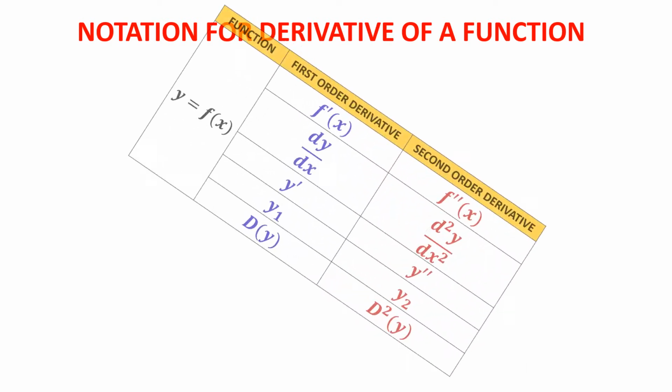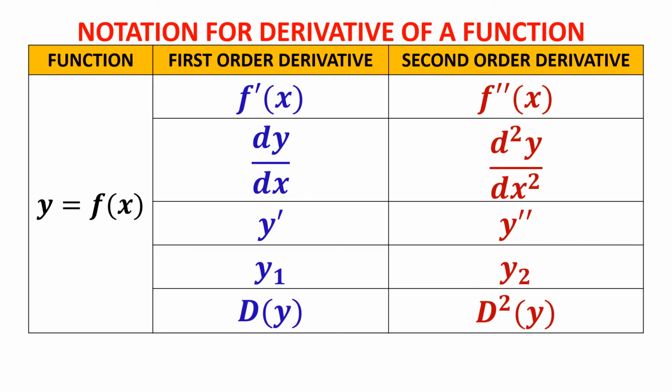Sometimes we will be using other notations also to denote the first order derivative and the second order derivative. For example, f dash of x, first order derivative; f double dash of x, second order derivative. dy by dx, first order derivative; d square y by dx square, second order derivative. y dash, first order derivative; y double dash, second order derivative. y1, first order derivative; y2, second order derivative. dy, that is the derivative of y, first order derivative, and d square y, the second order derivative.